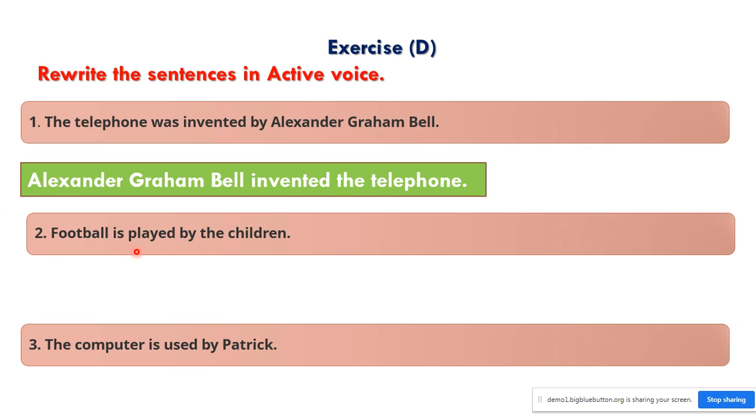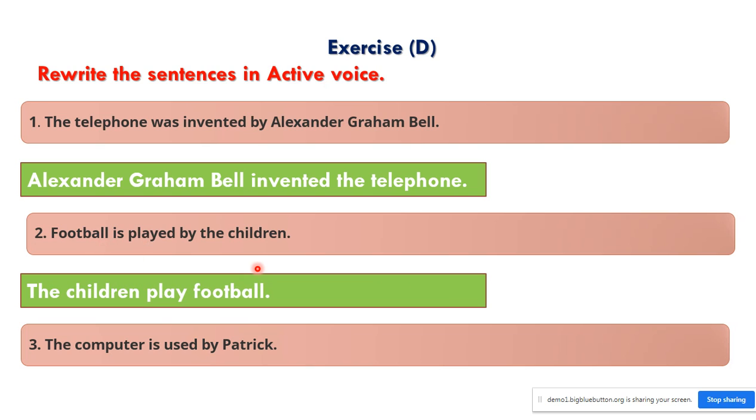Let's go here. Football is played by the children. Football is the subject. "Is played" is verb to be in the present followed by past participle. So my tense is present simple. In the by phrase, the children is the object and the doer. Now we want to switch here, so I will start with the children. What did they do? I'm speaking in the present simple. So: Children play football.